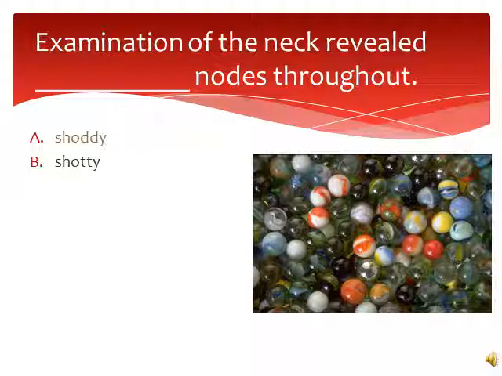I couldn't find a picture of BBs, but here's some marbles. So shotty nodes, they're tiny little beads where you might find lymph nodes. That's called shotty nodes, S-H-O-T-T-Y. The other shoddy, A, is resembling poor workmanship or quality. So that one is not correct. So again, this one might have surprised you.